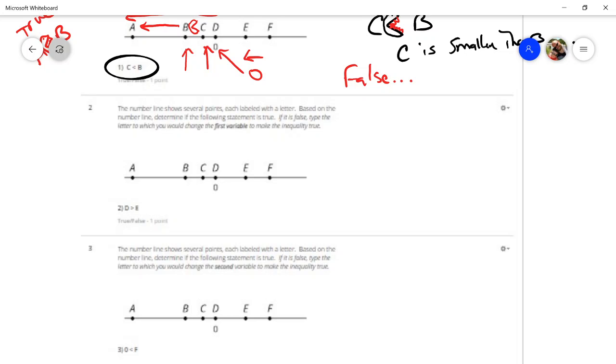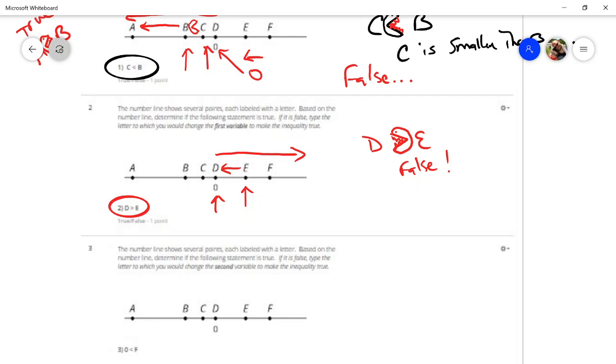Same thing. D is greater than E. That means D should be to the right of E. D is 0. D is greater than E. Well, nope, I can say it is not. That is absolutely false, since D is to the left of E. It is not bigger, it is smaller.